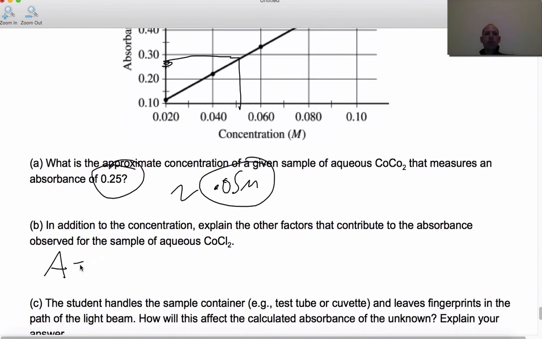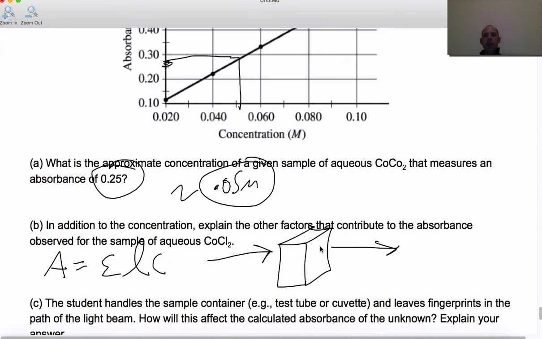So absorbance is equal to epsilon, which is what the sample is, multiplied by how long the path length the light has to travel, multiplied by the molarity. So if you have something in a sample and light is passing through, and some is going to be reflected and some is going to be absorbed, the distance that that light has to travel is called L. What the sample is is epsilon, and the concentration of the solution is C.